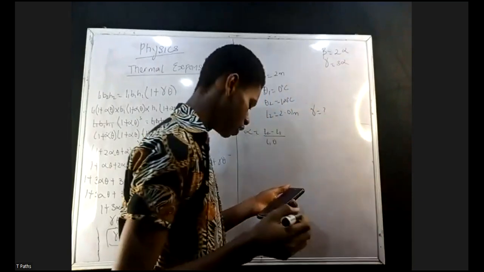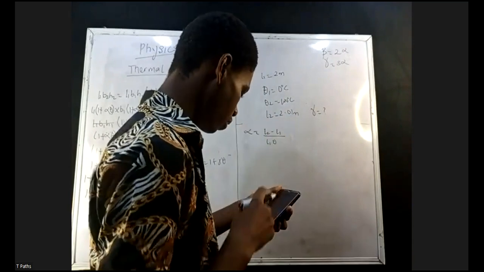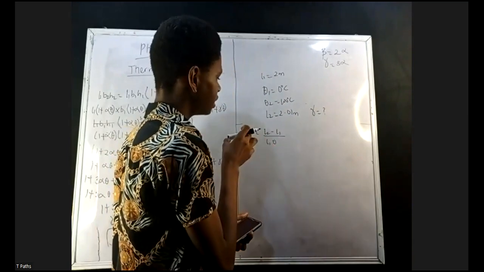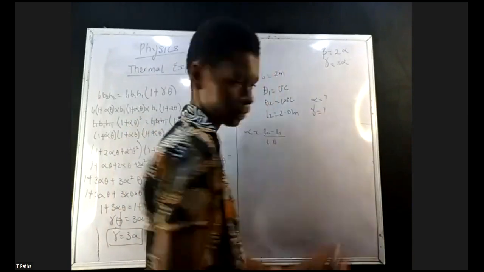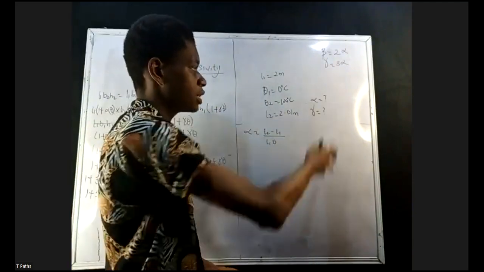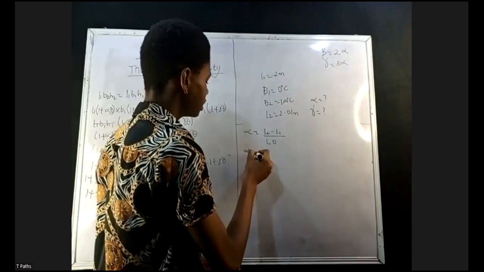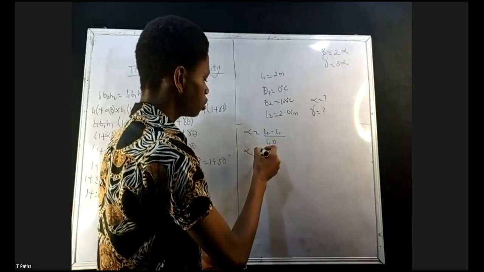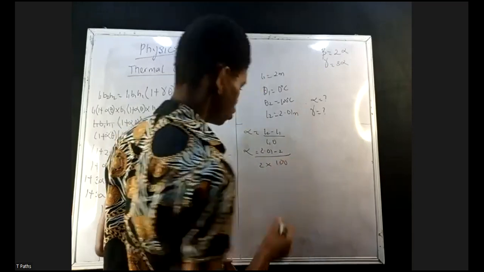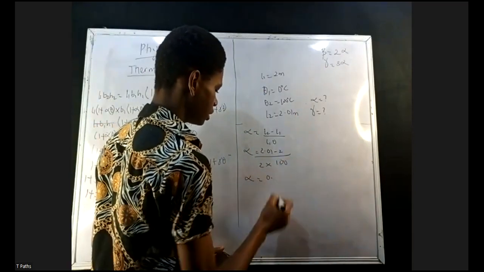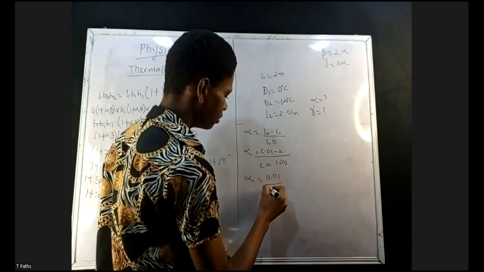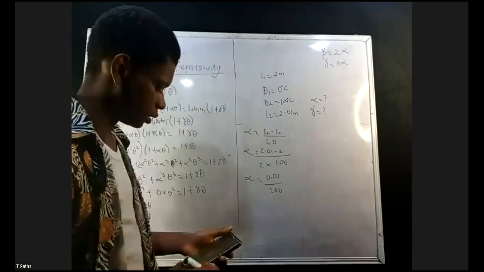We don't have gamma. So what we are going to do here is, firstly, we are going to find the linear expansivity. The linear expansivity is not given. Cubic expansivity is not given. So we'll find alpha first and we use alpha to get gamma. So this is equal to, what's my L2? L2 is 2.01 minus 2 over 2 times 100 minus 0, which is 100. So I say alpha is equal to 0.01 divided by 200. So I'm going to divide 0.01 by 200.